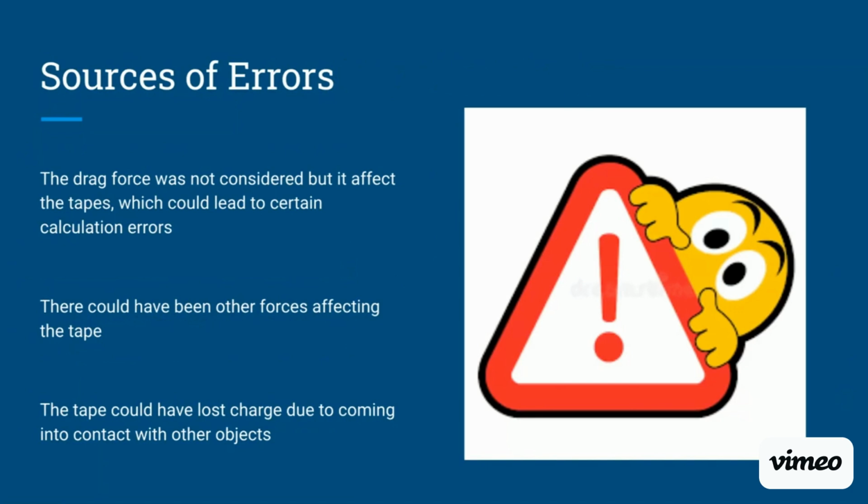For instance, our calculation could have been wrong since the drag force and other external forces were not considered. We also assumed the tapes to have the same exact charge, but that's not completely true. And we assume that the tapes did not lose any charge from coming into contact with other objects. These sources of error can account for the reason we got slightly different charges for the computational and observational model.